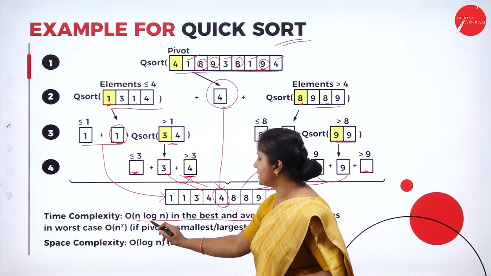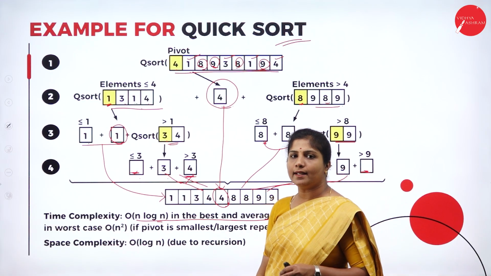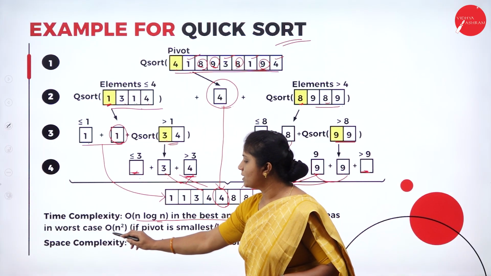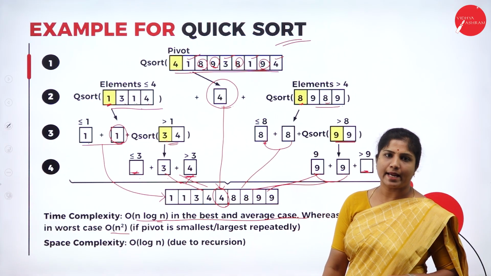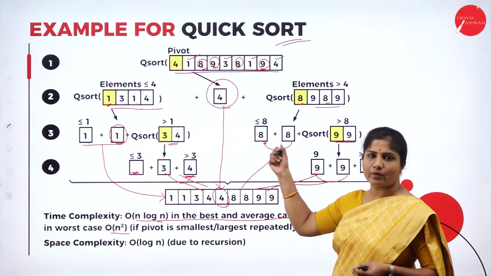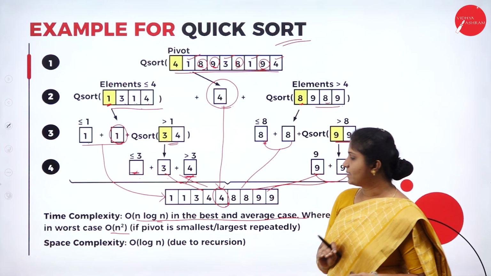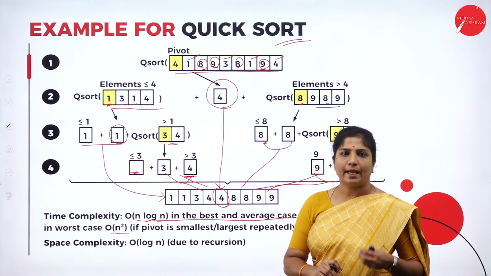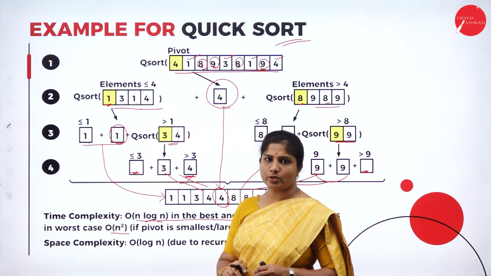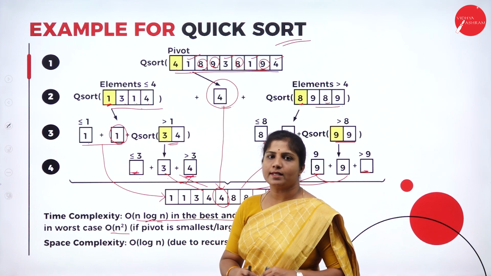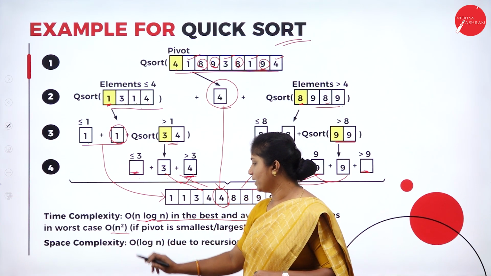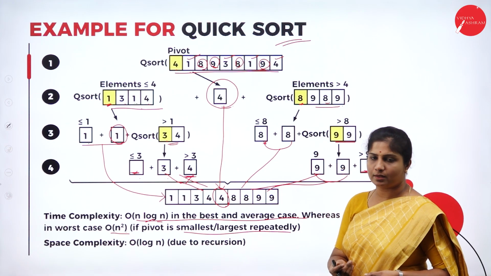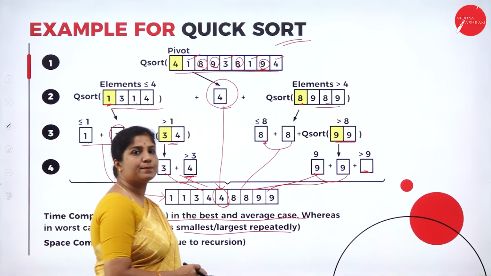So what is the time complexity? It's going to take n log n in the best and average case, whereas in the worst case, it's going to take big O of n square. As we are using the divide and conquer technique, in the best and average case the time complexity will be big O of n log n. In the worst case, it's going to take big O of n square, if the pivot is smallest or largest, because we need to repeatedly do this.